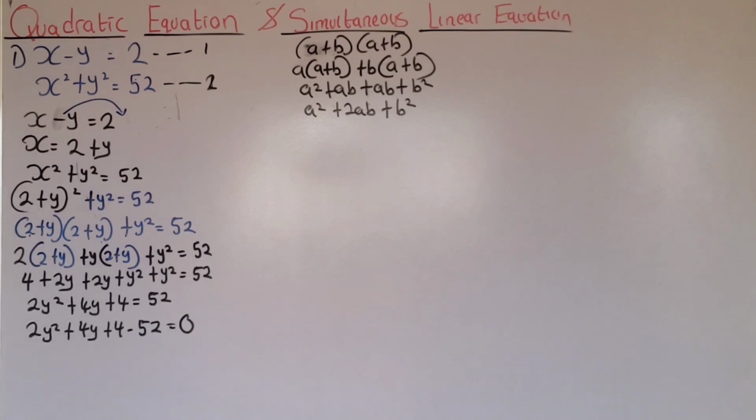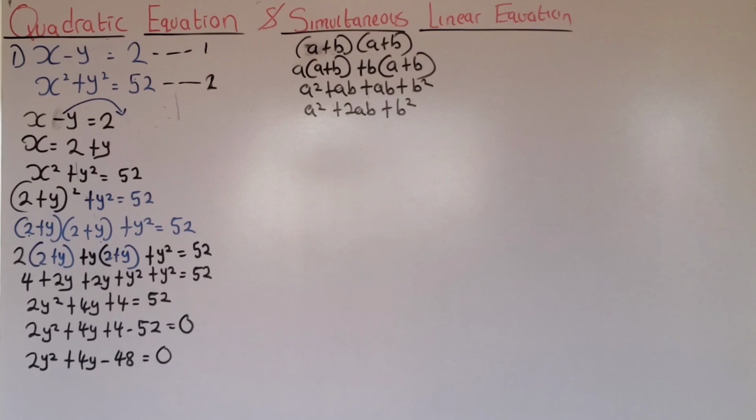The next step here is that you have to, okay, let us subtract 4 from 52. That will give us 48. So I'm going to have 2y squared plus 4y, that's negative 48, equals to 0. Okay, so you can see that we have a quadratic equation now.